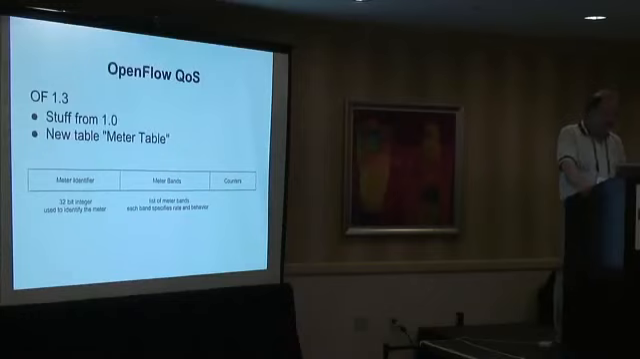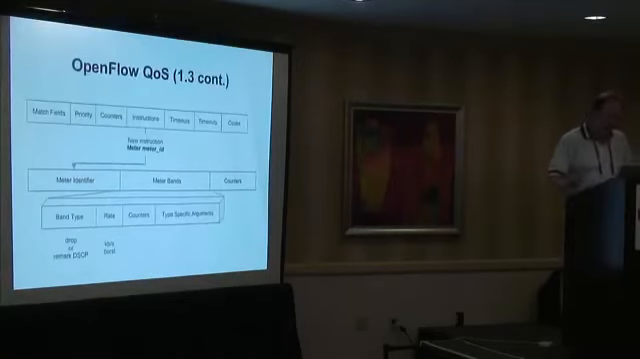Essentially, an entry in a meter table has a meter table identifier, just a number. It has a list of meter bands. That's essentially traffic thresholds and what to do for that threshold, and then it has some counters. So in OpenFlow 1.3, you can have an instruction that says, associate this thing I just matched, the traffic that's hitting my match field, with meter number 3.